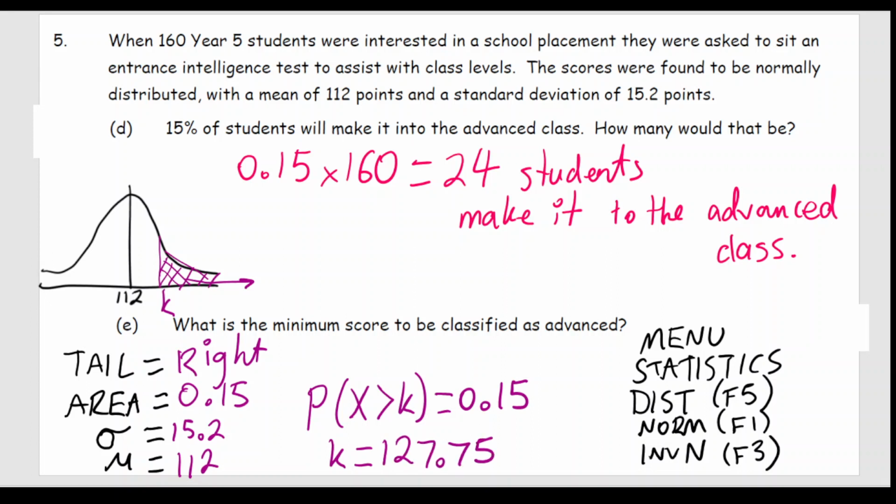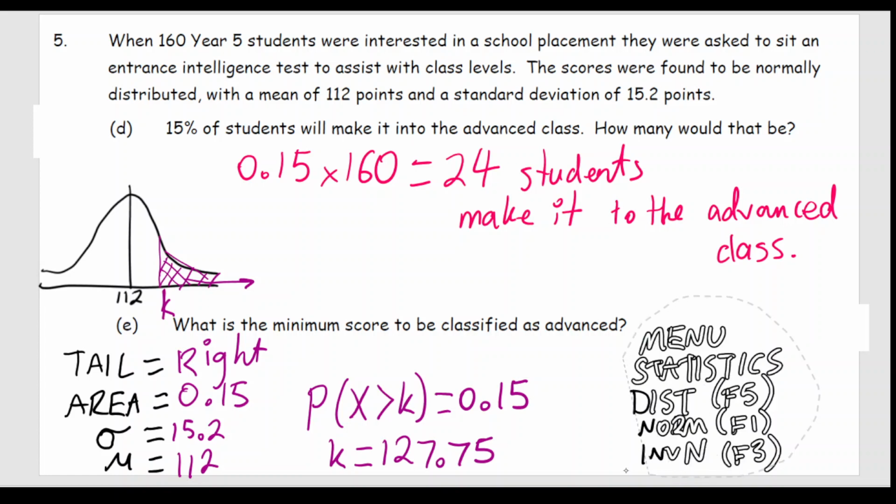127.75. So if we look at our little normal distribution here, we can see that the k is going to be bigger than 112. That's something we definitely know because there's only 50% below and above that 112, and we just want to know where our value is that sits just under the top 15%. So when we get this value of k, I'm going to have to move a little bit of stuff around.